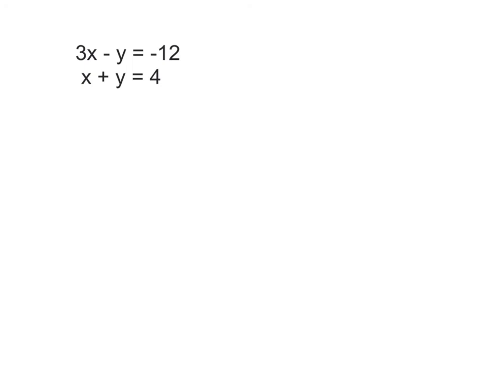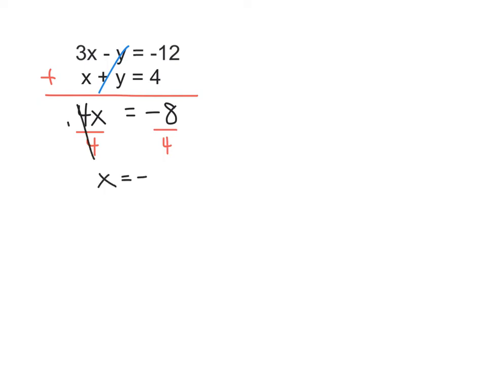Okay, so I hope you decided that you needed to add your two equations. And adding our two equations will eliminate y, because we got a negative y plus a positive y, which will eliminate. So, here we go. 3x plus x is 4x. Negative y plus positive y will cancel out. And then we have equals negative 12 plus 4. So that's going to give us negative 8. To solve, we're going to divide both sides by 4. And we get x equals, because 4 divided by 4 is 1, so 1x equals negative 2.